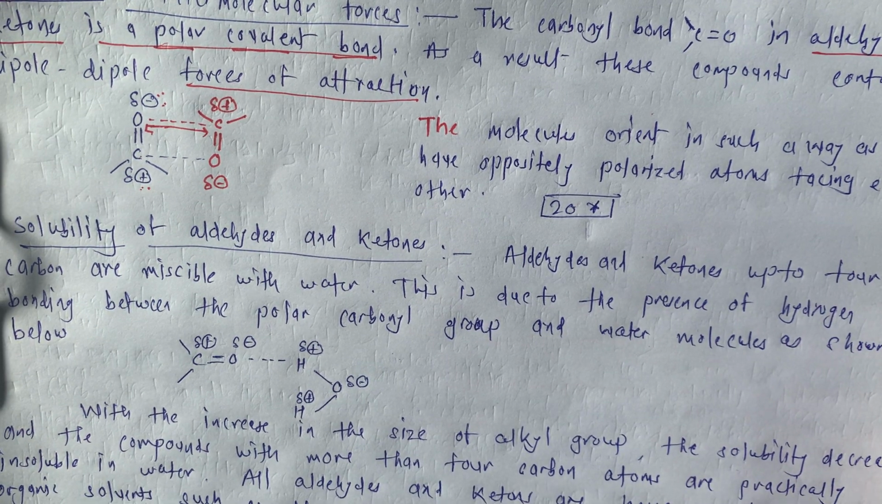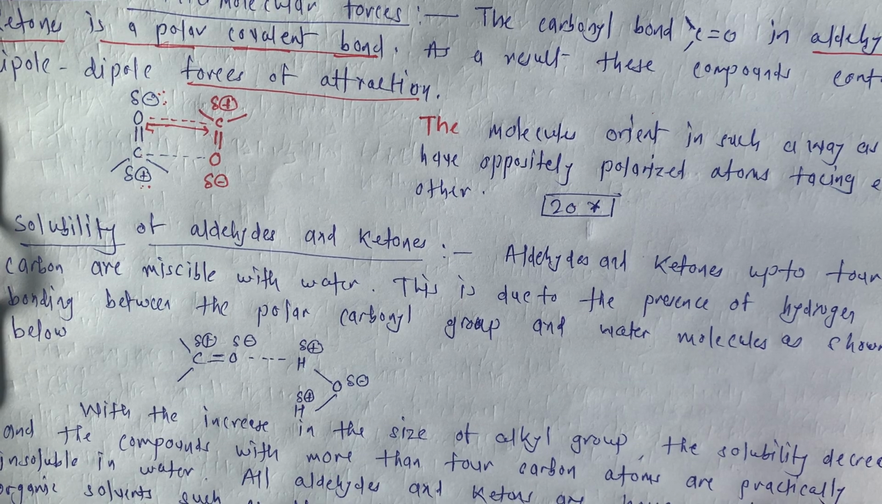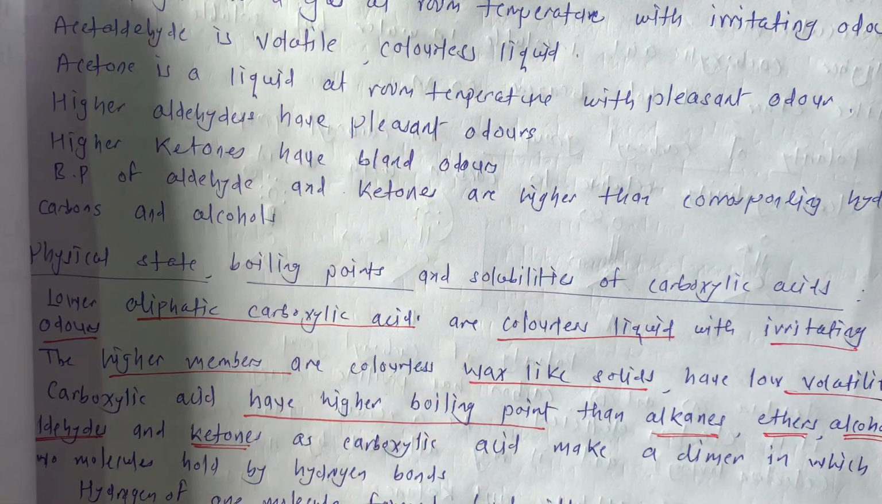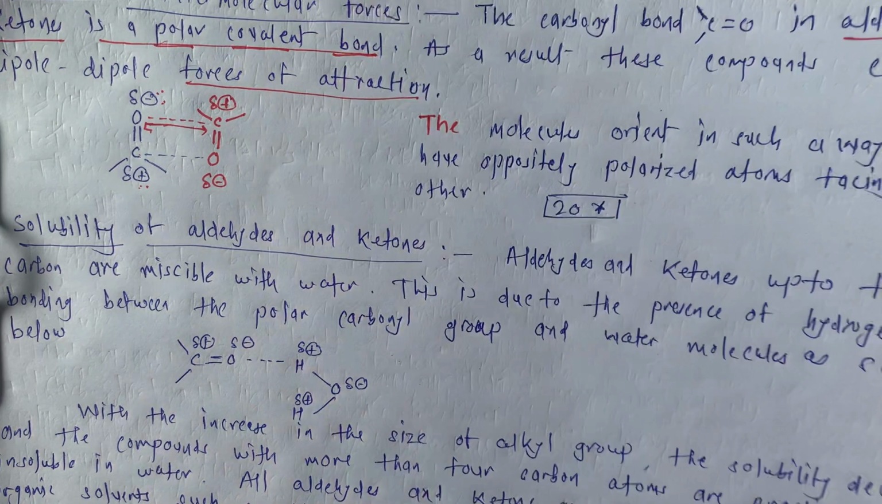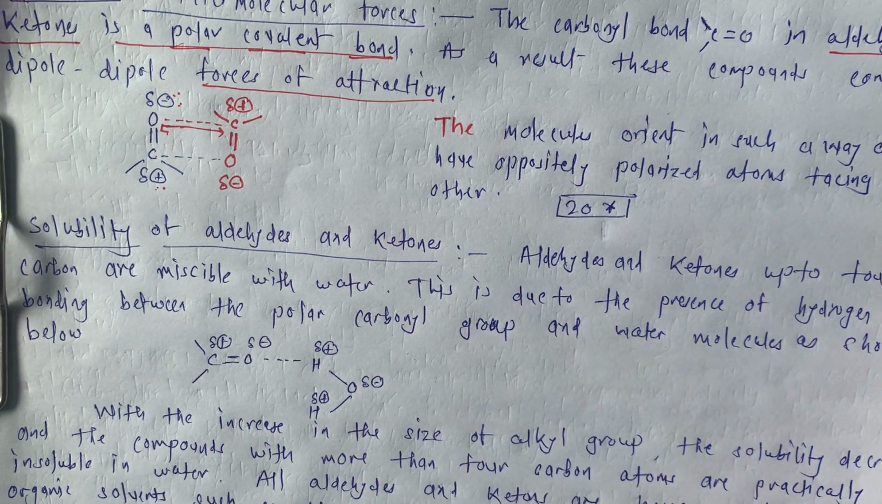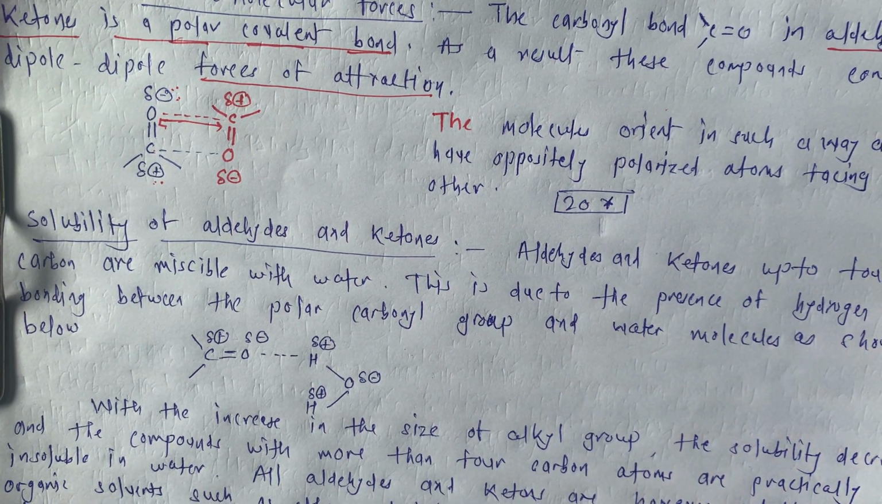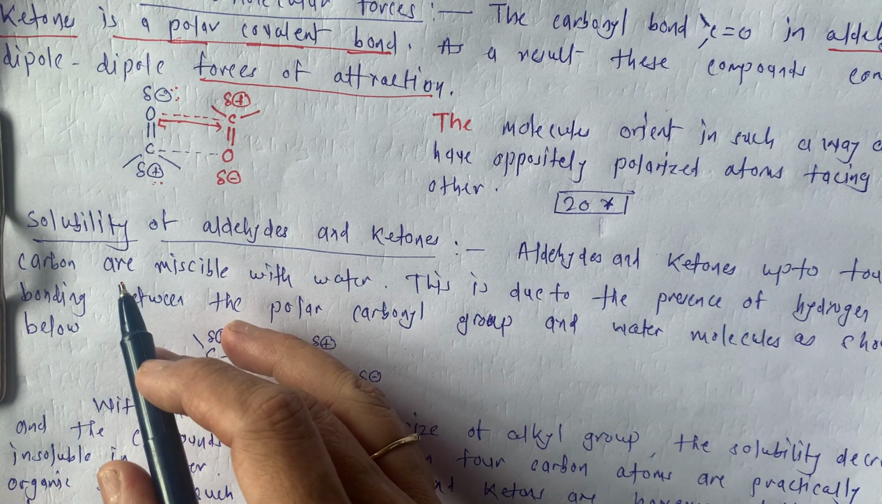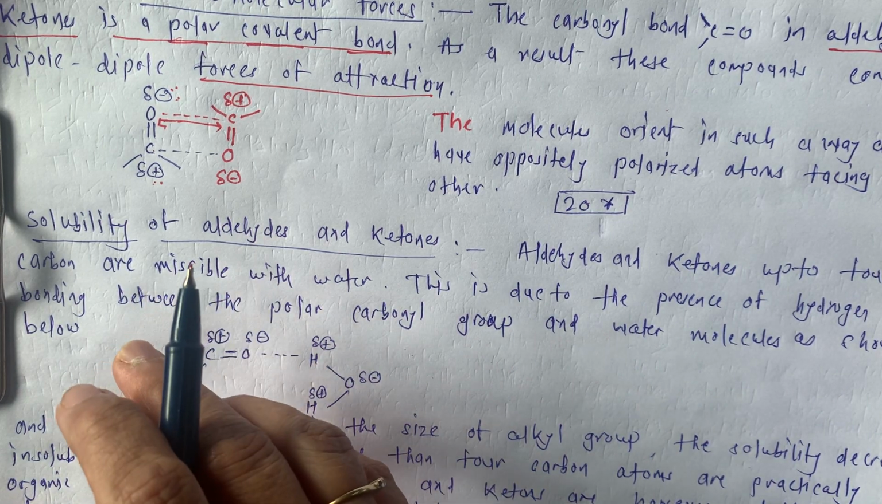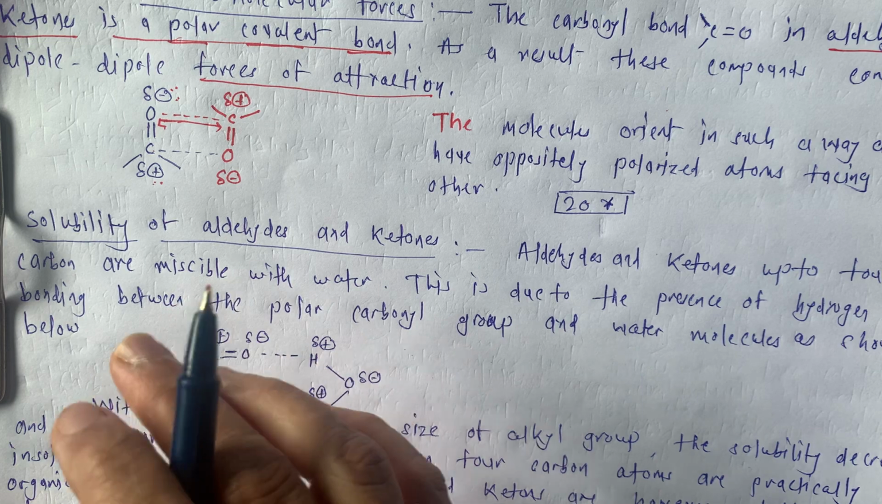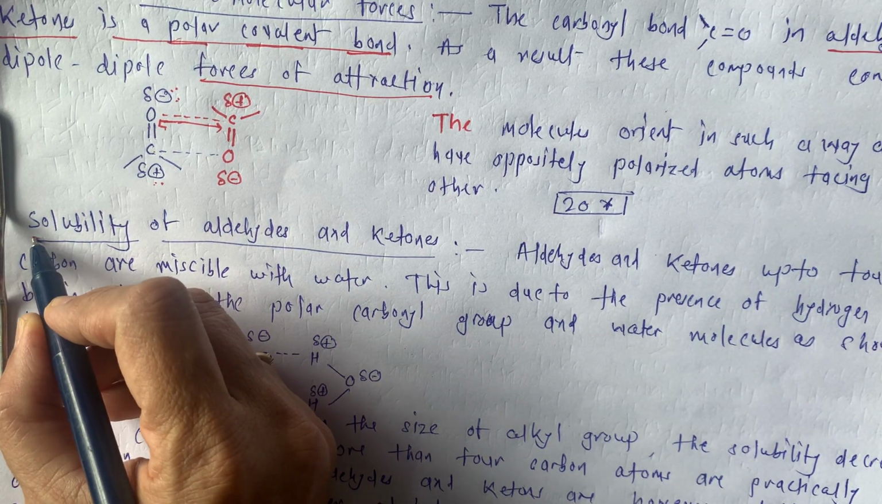Next topic is solubility of aldehydes and ketones. Solubility means the compound is soluble in water, or the compound is soluble in organic solvents. We say it like that, that is the solubility.